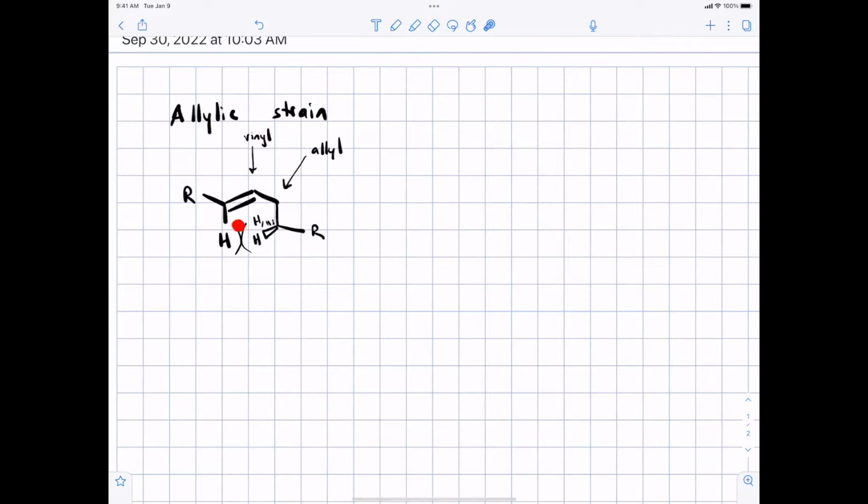I'm sort of trying to represent weakly the van der Waals radius of hydrogen and then the van der Waals radius of this methyl group, to give an idea that these two groups can bump into each other. This is sometimes called A1,3 strain, A for allylic, and 1,3 for the fact that it's substituents on 1 and 3 that are causing the problem.